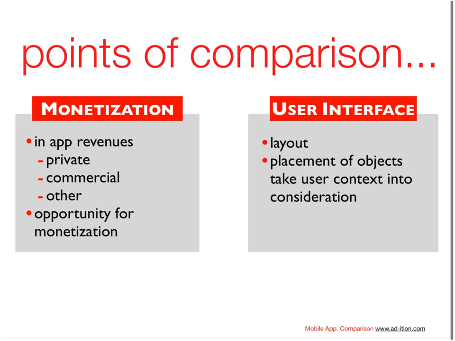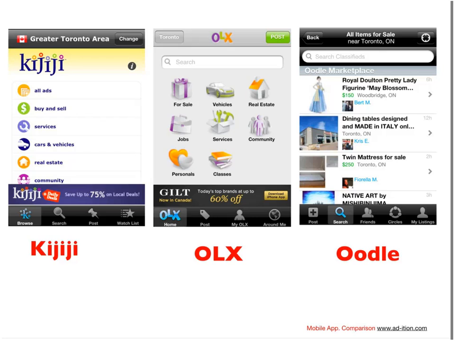Okay, so now that we've talked about the comparison points, let's take a look at the apps that we're going to be looking at. So here on this page are the generalist apps that we're going to look at: Kijiji, OLX, and Oodle. I think all of these are familiar to all of you on this call.